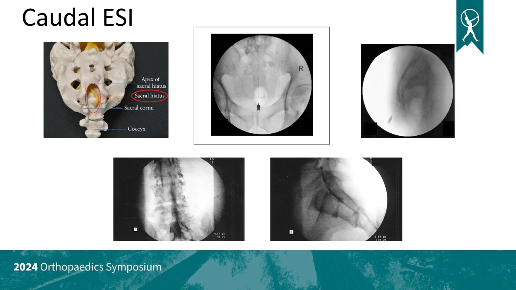Caudal is, once again, the oldest form of an epidural injection. So this was done blindly, essentially, before we had fluoroscopy. What you do is you feel for the sacral cornu, and the needle would go right up through the sacral hiatus, and you can get good flow up to multiple levels with this one as well.